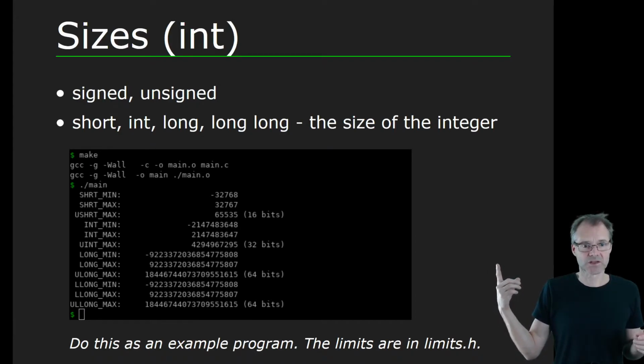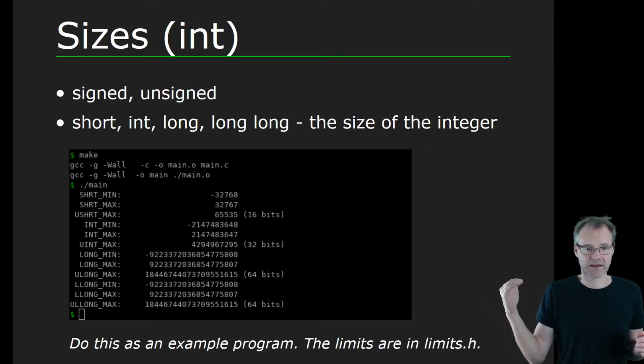I start with the short min and max value, and then I take an unsigned short max value, and that seems to be a 16 bits number that I can store there. Then I take the ordinary int minimum, maximum, and then I take an unsigned integer, and I see that that is a 32 bits number there.